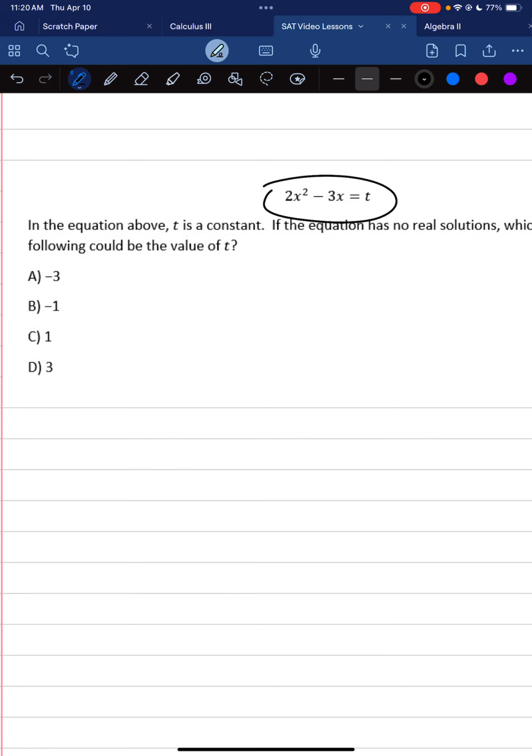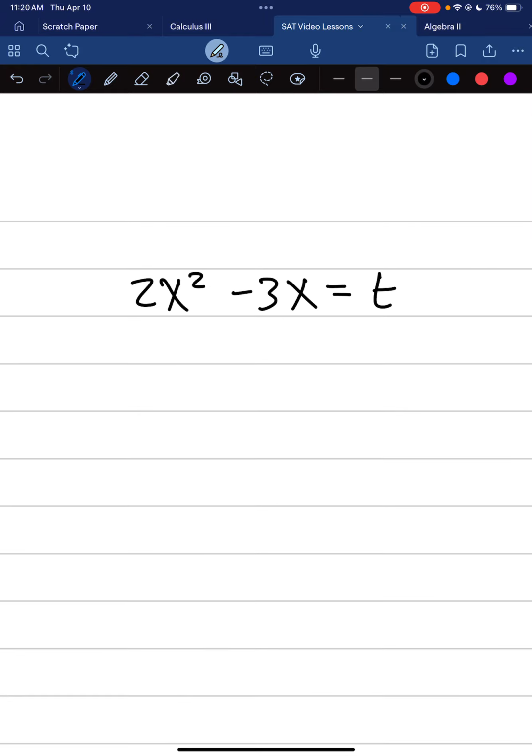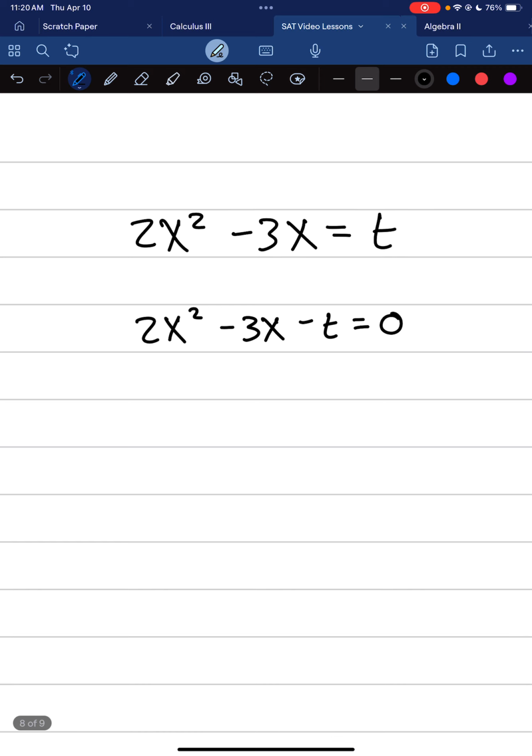So let's take this first. We have 2x squared minus 3x equals t. First step is we're going to convert this to be in standard form for a quadratic equation. So that's going to be 2x squared minus 3x minus t, if I subtract both sides by t. Now what I'm going to do is find my discriminant. Remember, discriminant is b squared minus 4ac. And in this case, our c value is just going to be t.